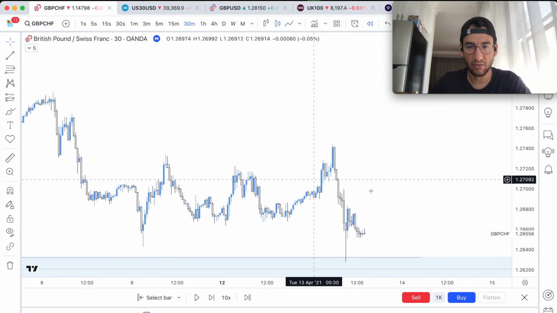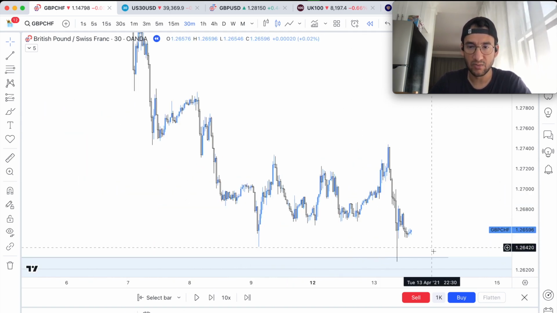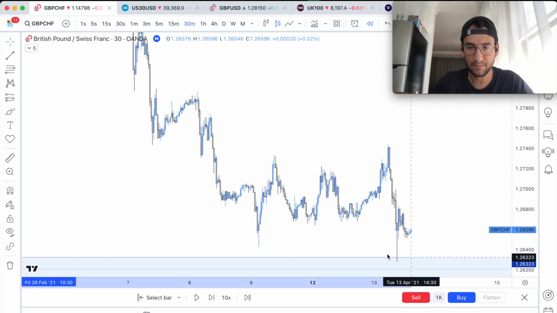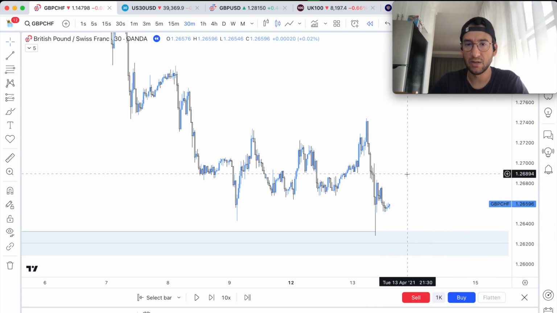Okay, look at that. Oh, look at that, guys. All right, so price finally got to this demand zone. Look at that. It swept the liquidity, it swept the inducement and the liquidity, and tapped our demand zone, right? So we should be all good here.